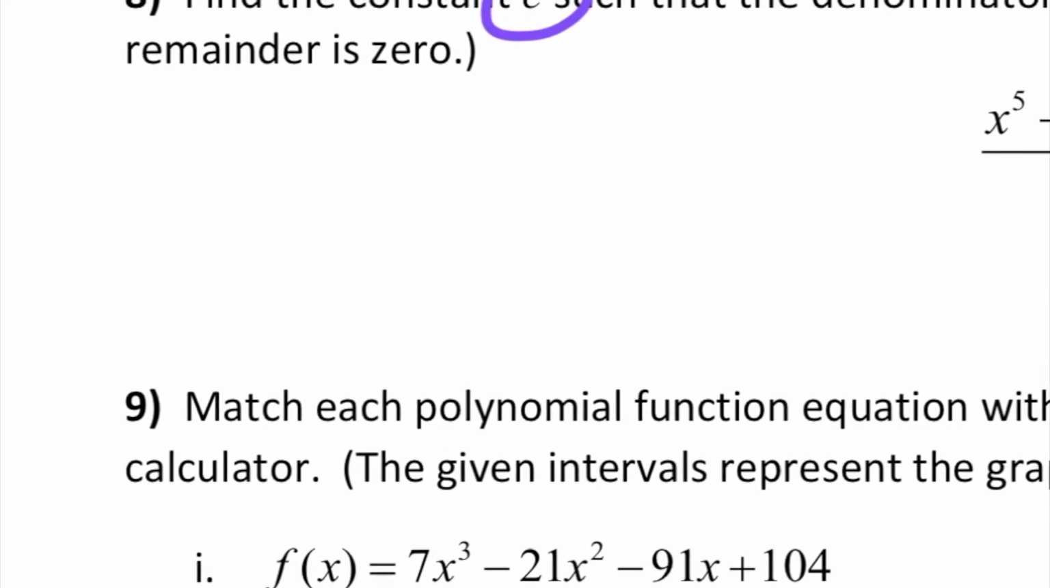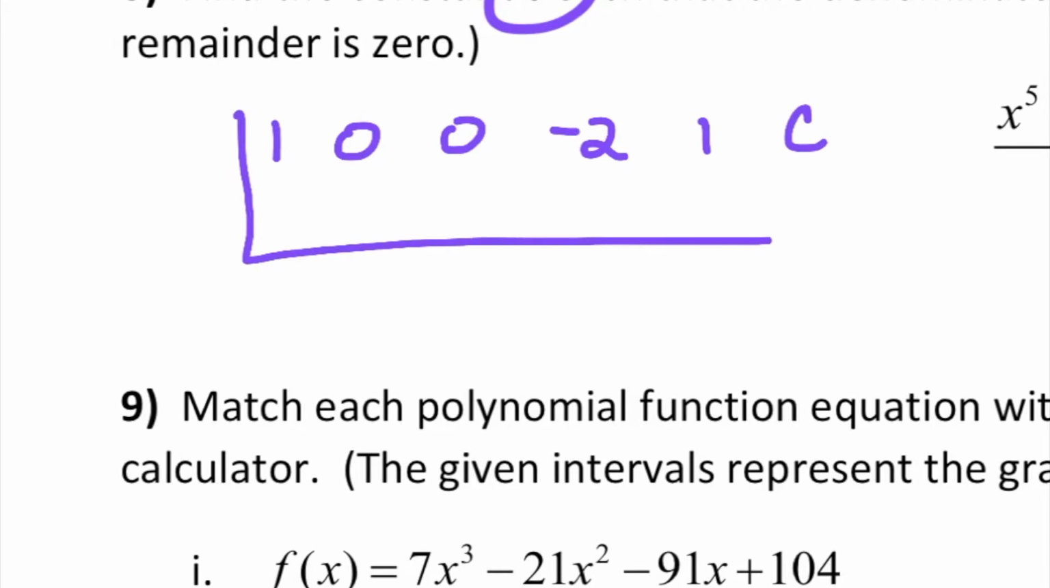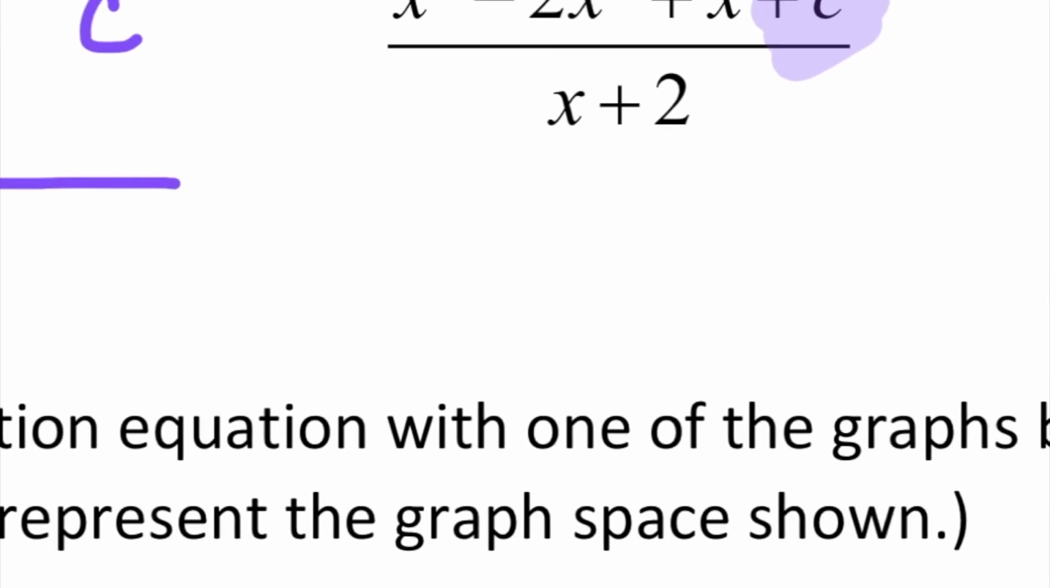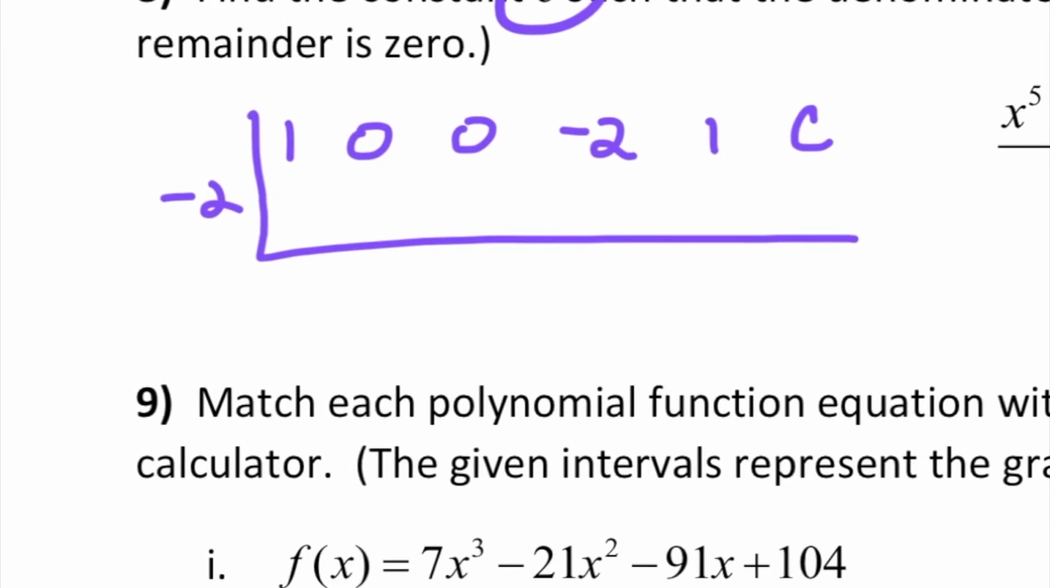So, and notice that you need to have a couple of zeros in there. So 1x to the 5th, 0x to the 4th, 0x to the 3rd, and then minus 2x to the 2nd, plus 1x. And then I'm going to use c as the constant term. And I'm dividing by negative 2. Remember that it's negative 2 because you want to think of what that would be as a solution. I'm dividing by negative 2.